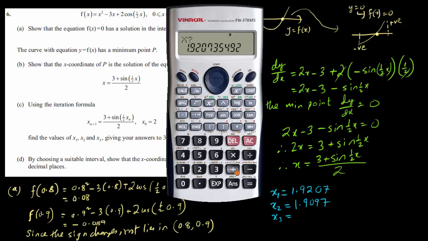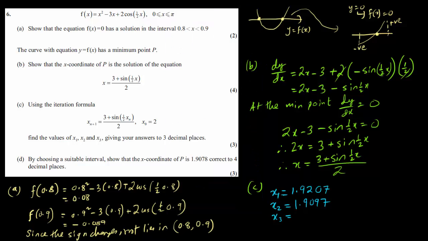So again, let's press calc, and the input value here, x2, is stored over here. So this is 1.9081. Now let me restate the answers to 3 decimal places. So x1 is 1.921. x2 is 1.909. For this 7, 9 becomes 10, so it would be 1.910. And x3 is going to be 1.908. So these are the 3 values.